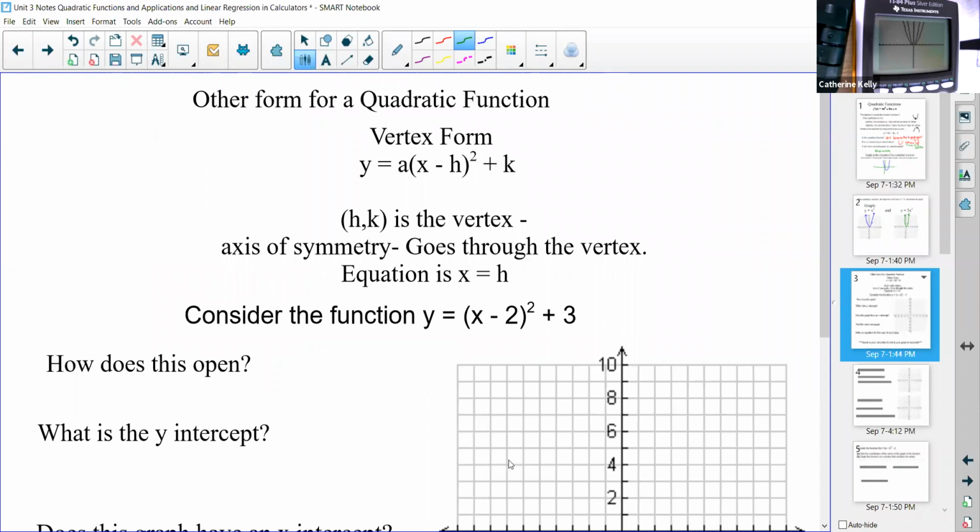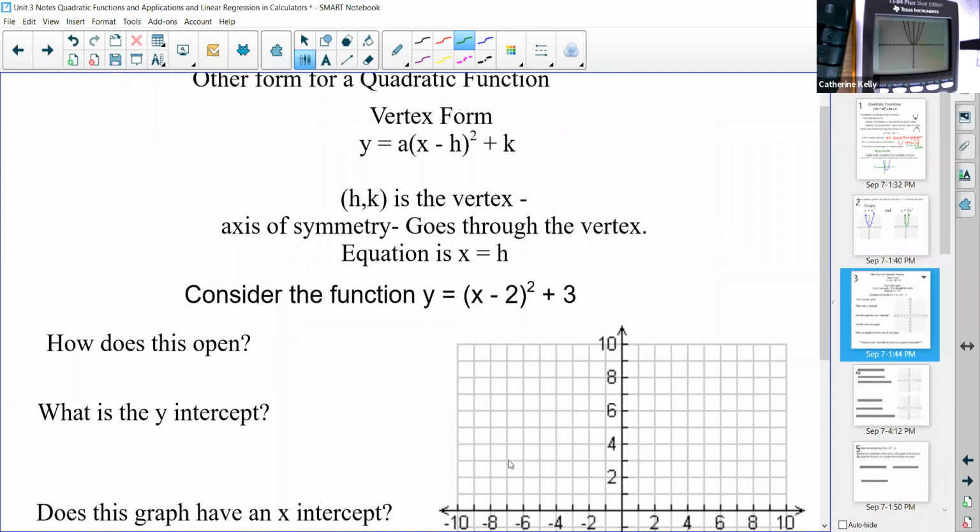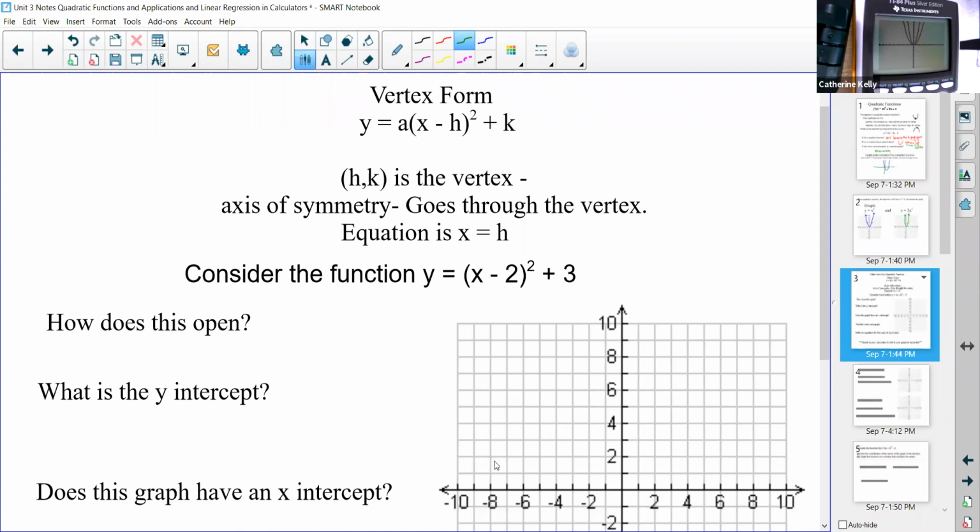So another form for a quadratic function is vertex form. You have y equals a times x minus h squared plus k, where the vertex is (h, k). The axis of symmetry goes through the vertex, so the equation would be x equals whatever the value for h is. So consider the function y equals (x minus 2) squared plus 3. How does it open? Well, the coefficient here is a 1, and it's positive, so it's going to open up.